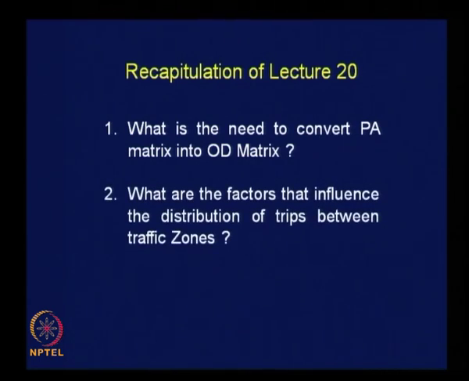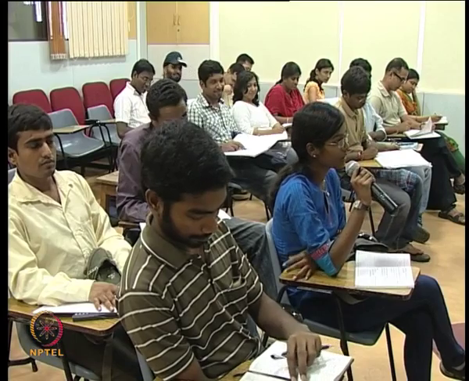The next question is this: what are the factors that influence the distribution of trips between traffic zones? Factors influencing distribution of trips between traffic zones. Anybody? Travel time and generalized cost. Generalized cost includes the aggregate money value, that is including the travel time, out of pocket cost, and level of comfort. Yes, what you mean is the generalized cost of transportation is a major factor influencing trip distribution. That is one of the factors.